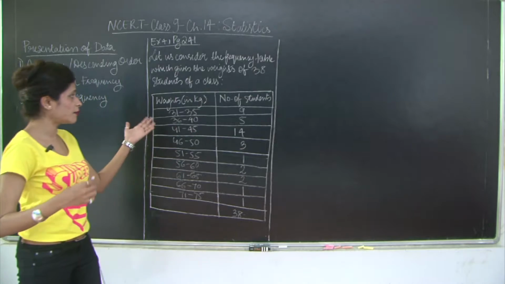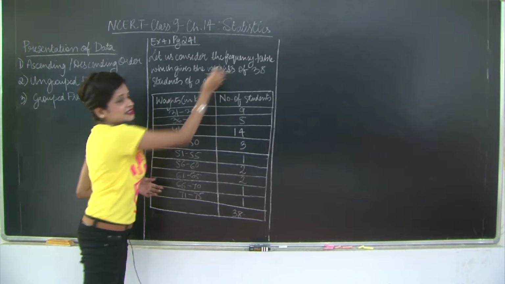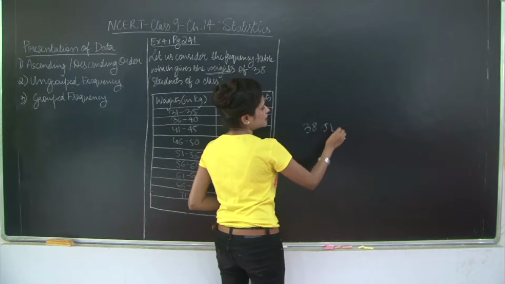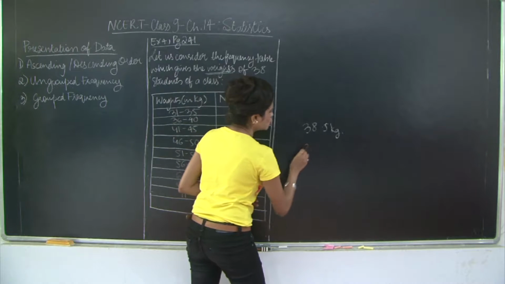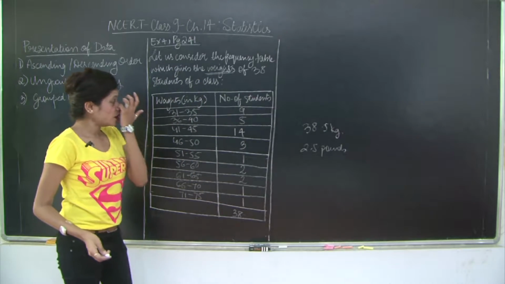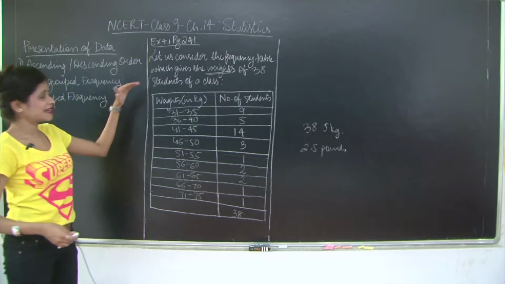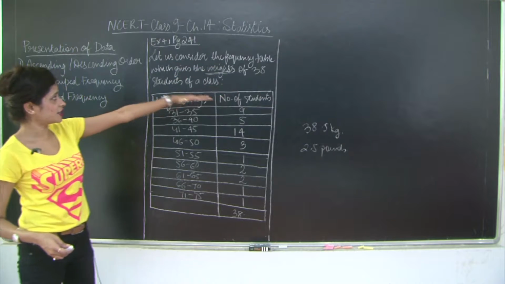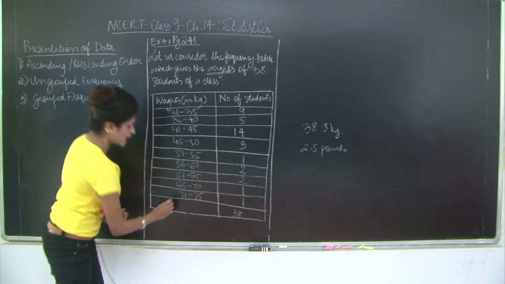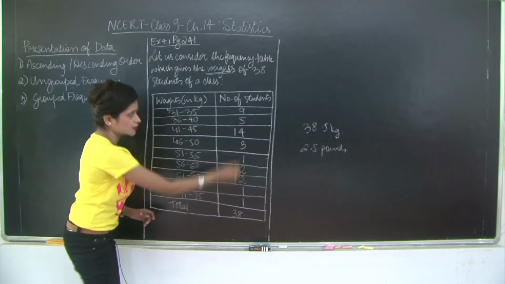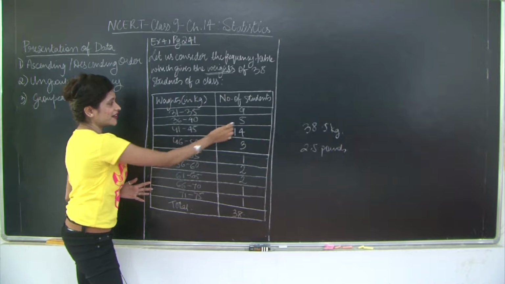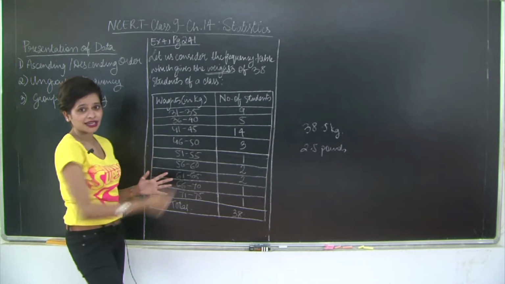But what about something that has weights? Now weights can be in decimal points, right? You can say I am 38.5 kilograms, or the newborn child is 2.5 pounds, and so on. So now let's take a look at this example which states that let us consider the frequency table which gives the weights of 38 students of a class. So here are the class intervals and this is the total count of 38 students, and these are the number of students. So 9 students belong in the category with weight 31 to 35, 5 students belong to the category 36 to 40, and so on.